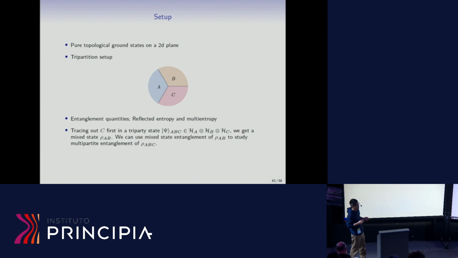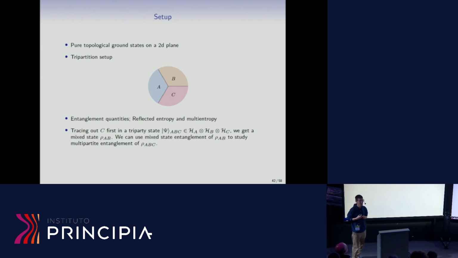So I'm going to use the terminology of mixed state quantum entanglement, which is very closely related to multipartite entanglement. So I may go back and forth between these two perspectives. The idea is that if I start from a pure state supported on region ABC, then you can trace out region C to get a mixed state on AB, and then you can study the properties of the mixed quantum state on AB. There are some ways to diagnose the quantum correlations in the mixed state.